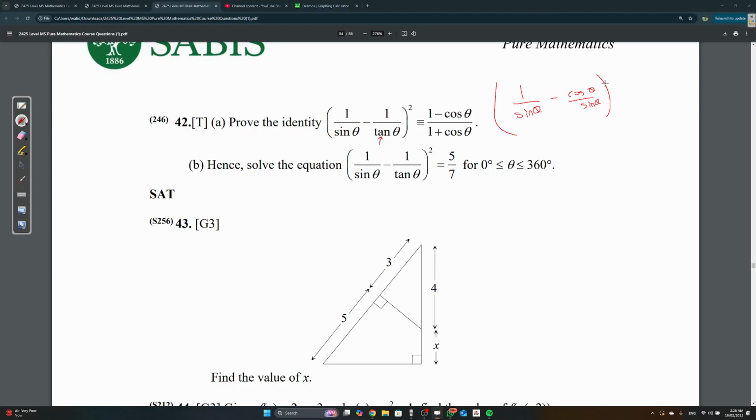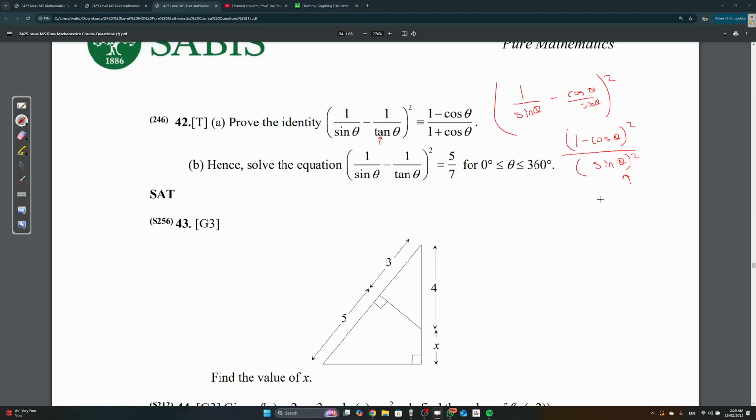Right? Okay, squared. Because tan theta is sine over cosine. 1 over sine over cosine is cosine over sine. Okay, we're trying to get this. Can't you add these? They have the same denominator. So it becomes 1 minus cosine theta squared over sine theta squared.